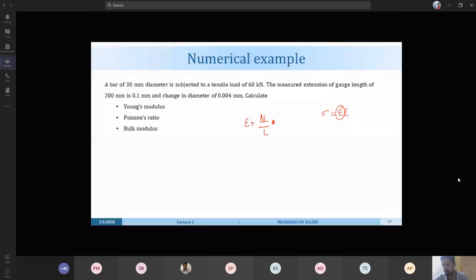I'm running out of time. I just need to finish the class within 10 minutes. And there is a derivation also pending there. Can you make it fast? Can someone help him? Okay, anyone tell me the answer for the strain?